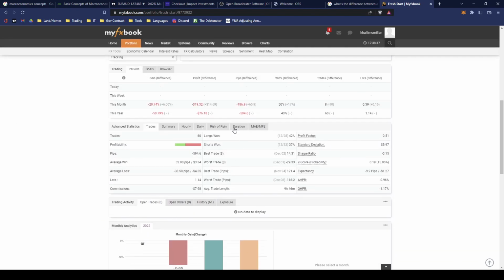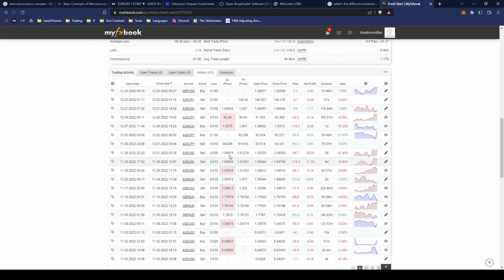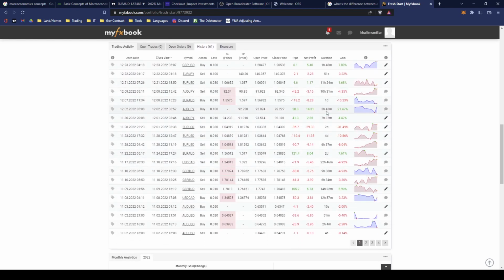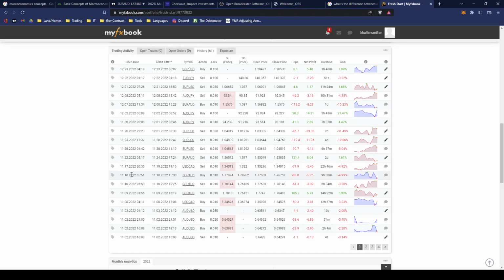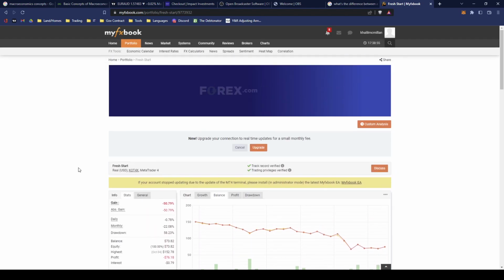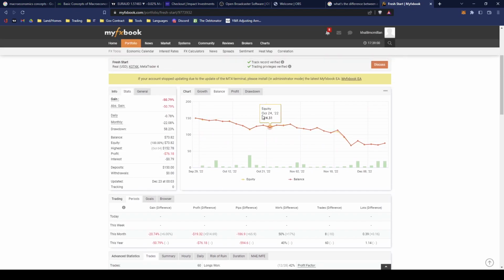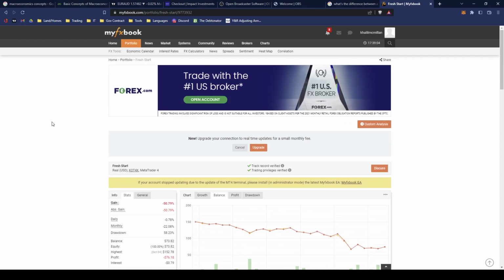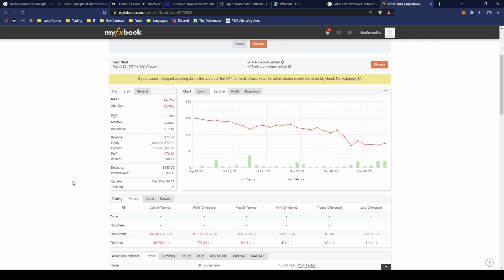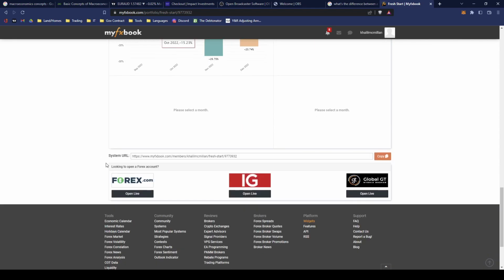It helps you track each and every trade in your book, what kind of percentages you were doing, and things like that. So all of this is really good. It's my FX Book. You don't have to have your account information showing here. You can make it public, all that good stuff. So this is really what I do.